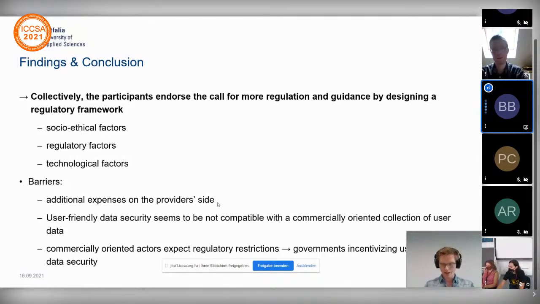Here we have the findings and conclusions. I think my colleague Per-Ole will continue on this one, right?